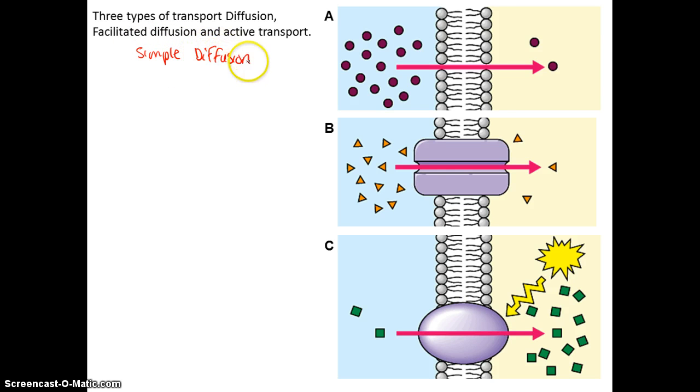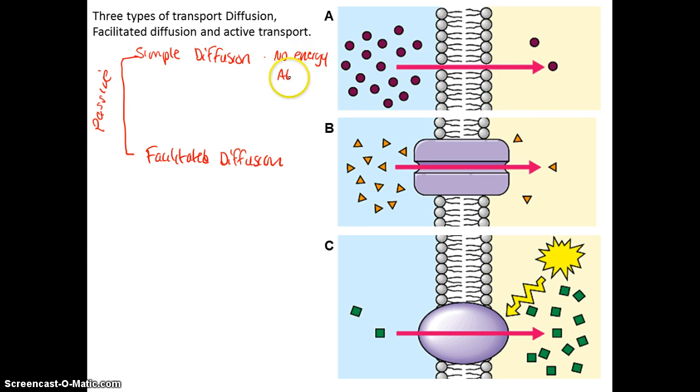Simple diffusion and facilitated diffusion. So under both of these is what we call passive transport. And passive transport again uses no energy and goes along the gradient. And again, what type of things simply diffuse? Things that are small.